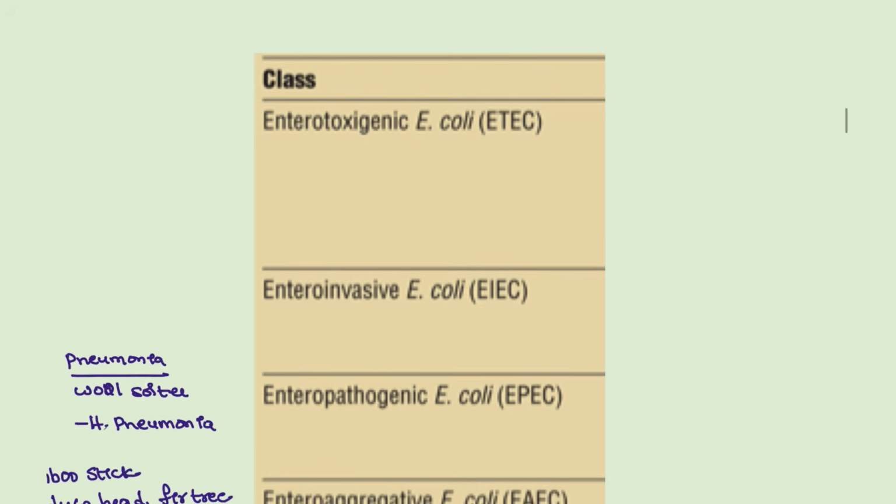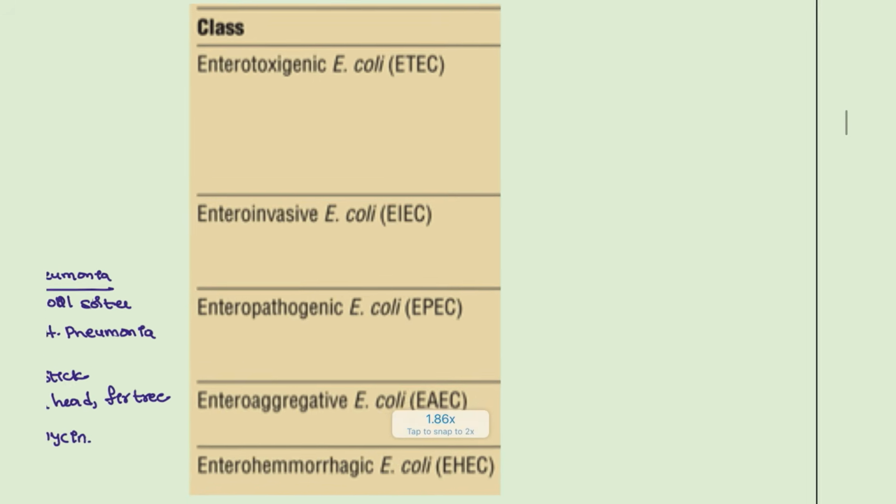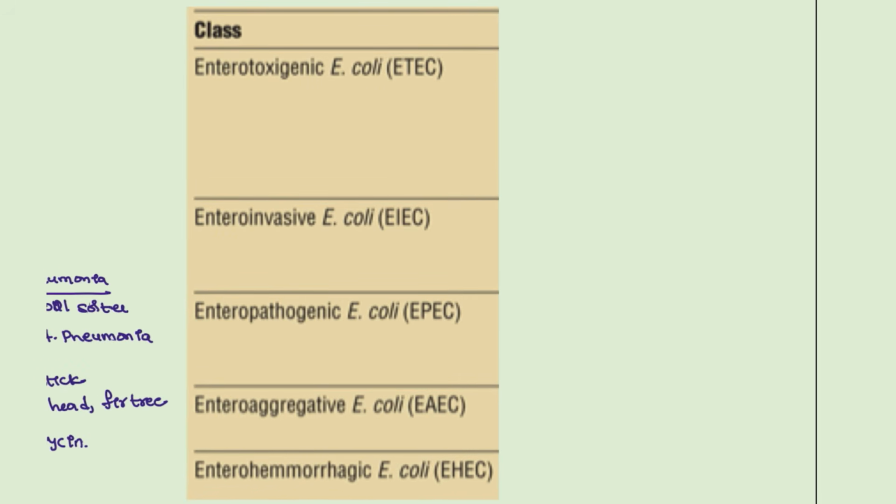In the E. coli species, there are five types of gastrointestinal agents, and these are the important points that we have to remember in this condition. Those who are new to this channel, please do subscribe. One is the enterotoxigenic E. coli. This is associated with traveler's diarrhea. This will be seen as traveler's diarrhea.